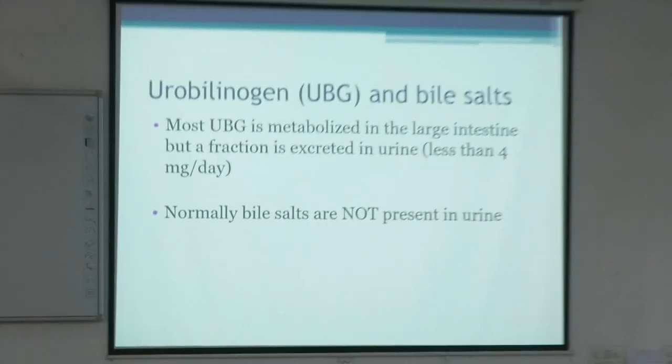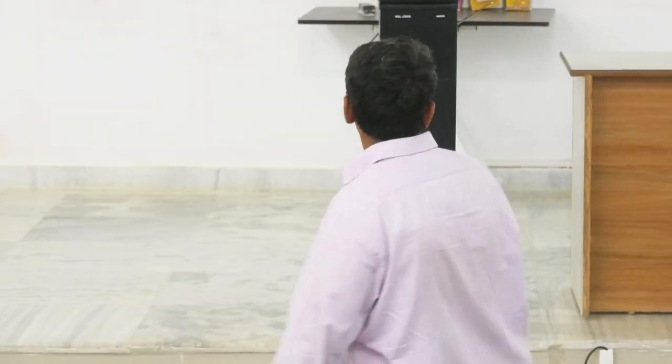Urobilinogen, I have already told you. Okay, it is not a parameter in the liver. It is supposed to be excreted in your urine.